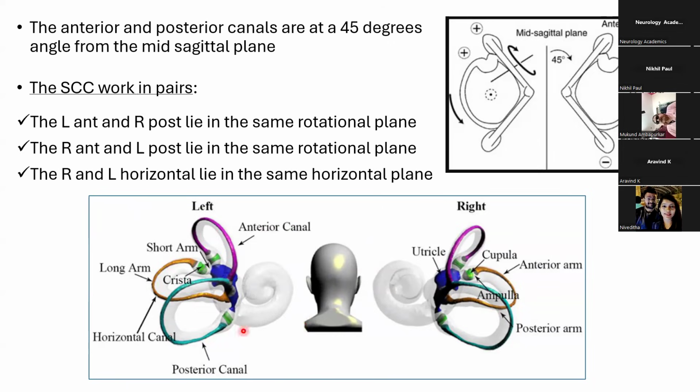Pairs meaning, in one motion, this left anterior and this right posterior seem to be in one rotational plane. So when we move our head in that plane, one of them gets activated and the other one gets inhibited. Similarly, this horizontal canal and this horizontal canal are in a horizontal plane. So one gets activated, the other gets inhibited. Similarly, this posterior and this anterior are in one rotational plane and they get activated in pairs.